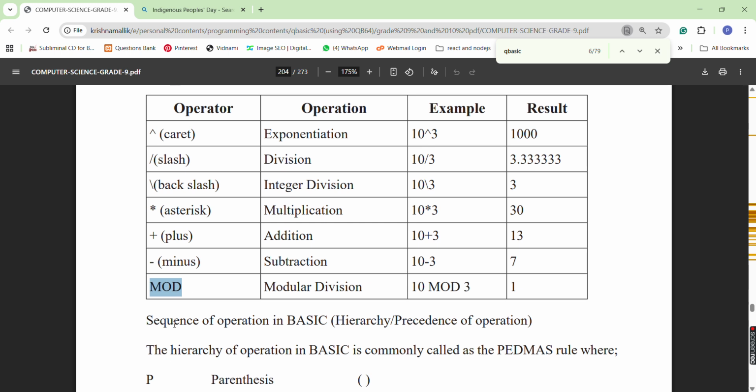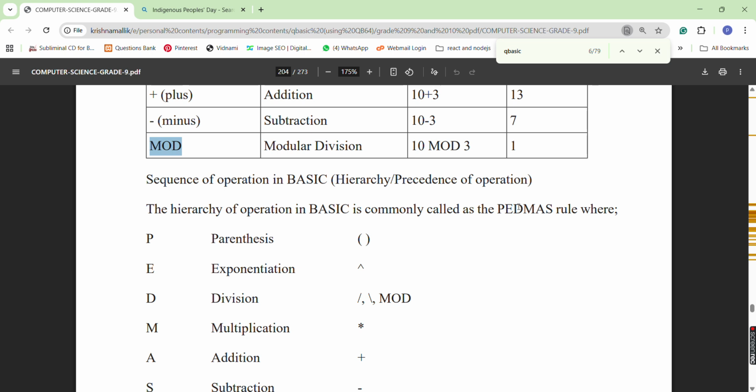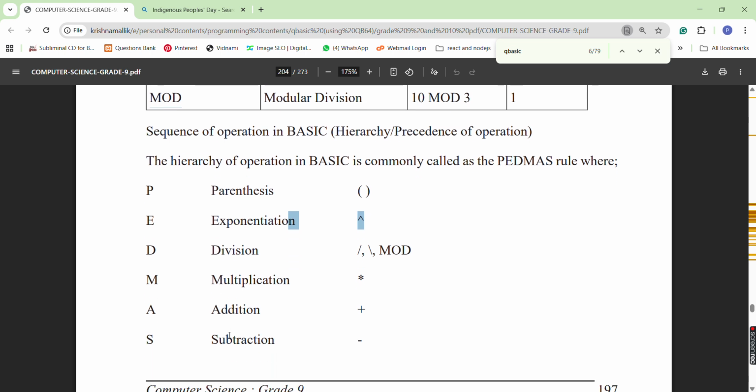Okay, and here is the hierarchy. Almost we follow the parenthetical rule there. First we have to go for the parentheses, then the exponential operator, then division, then multiplication, then addition and subtraction. Let's see this arithmetic operator through an example.